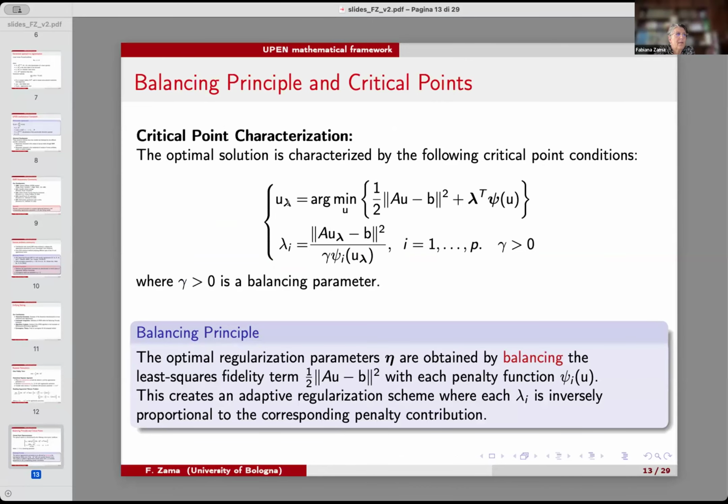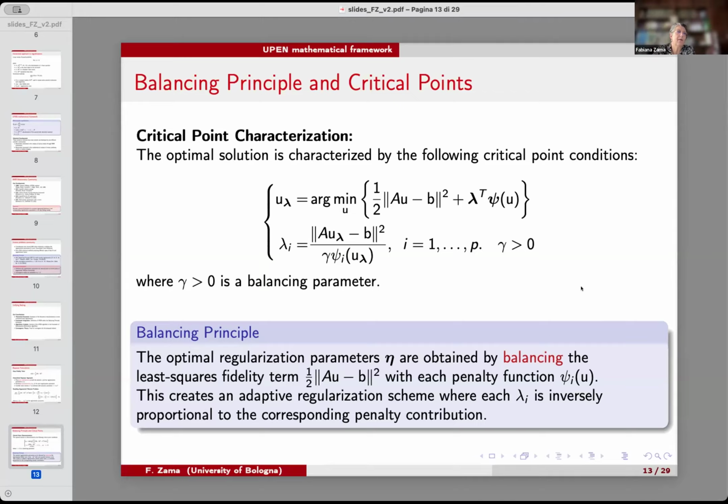We have an extra parameter gamma, which is a balancing parameter, and we will see in a moment that UPenn somehow gets rid of this extra parameter. But of course, this is the solution. So what we say is that, okay, we have to solve this problem. This problem is a nonlinear problem.